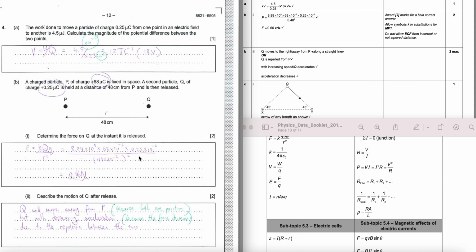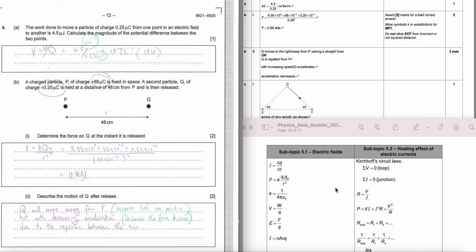We're told the work done to move a particle of charge 0.25 microcoulombs from one point in an electric field to another is 4.5 joules. So immediately we're looking at work and charge, and we're being asked to calculate the magnitude of a potential difference. Well, I would suggest we get looking in the data booklet. We scroll down here. Here's our equation, V, potential difference, equals W over Q. We've got work, we've got charge. It's a 1-mark question. Should be fairly simple.